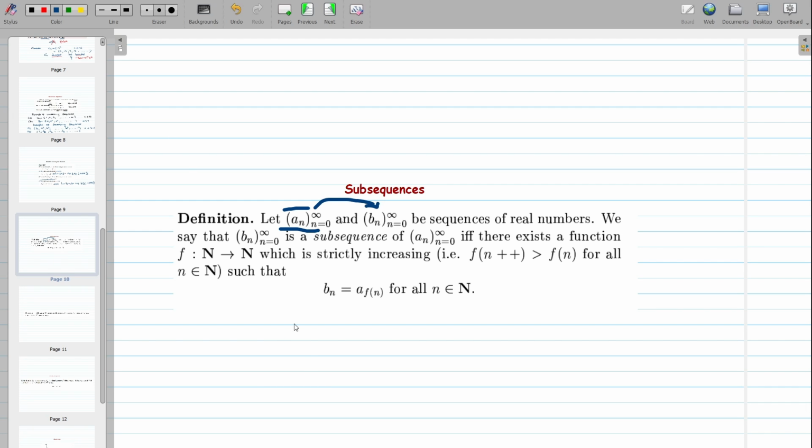We can look at some example here. So let's say we have the sequence a sub n that is equal to 1 divided by n. Then maybe let's write out a few terms of this sequence. So the first term is 1 divided by 1.